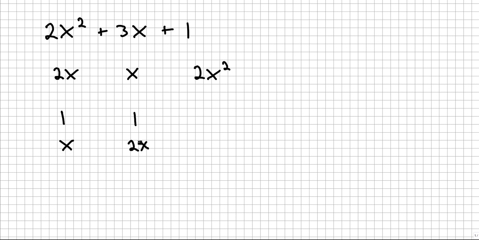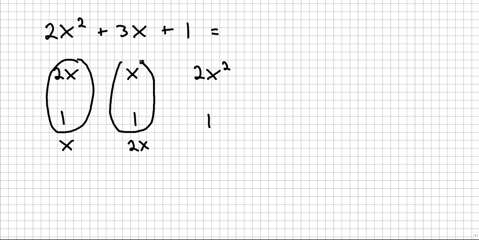From x and 2x, how can we get 3x? Well, if both are plus x and plus 2x, so it's going to be plus 1 plus 1. And 1 times 1 is 1, so this factor is okay. Now we just have to rewrite this expression as 2x plus 1, and then x plus 1.